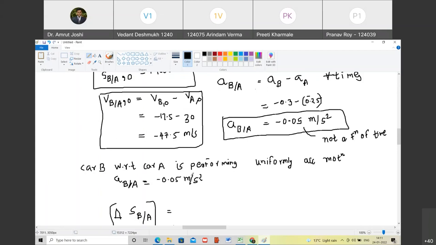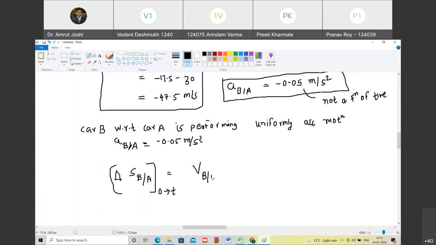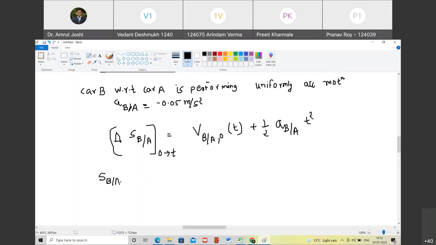What is the equation? ut plus half a t square. So it is velocity of car B with reference to car A at time t equal to 0 multiplied by t, plus half acceleration of car B with respect to A into t square. Agreed? Yes. Now what is left hand side? Tell me. Position of car B with reference to A at time t minus position of car B with reference to A at time zero. How much is this? This is 1000. Are you with me? And this is unknown. So what is velocity of car B with reference to A at time t equal to zero? We have calculated that. It is minus 47.5.